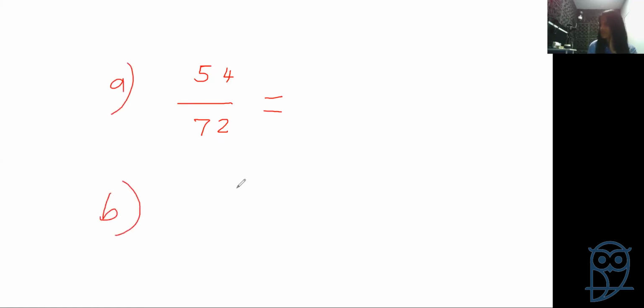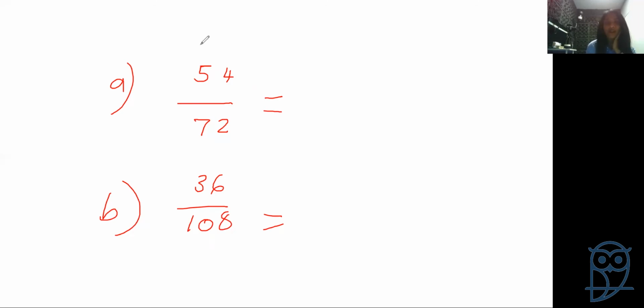So if I go 54 over 72, okay, what will my answer be? How will I work this? How will I make this firstly the simplest, in its simplest form? So let's do 2 simplest forms. So let's do 54 over 72 and 36 over 108. What is the highest common factor for both these numbers? What is the highest number I can divide 54 by, and 72 by.